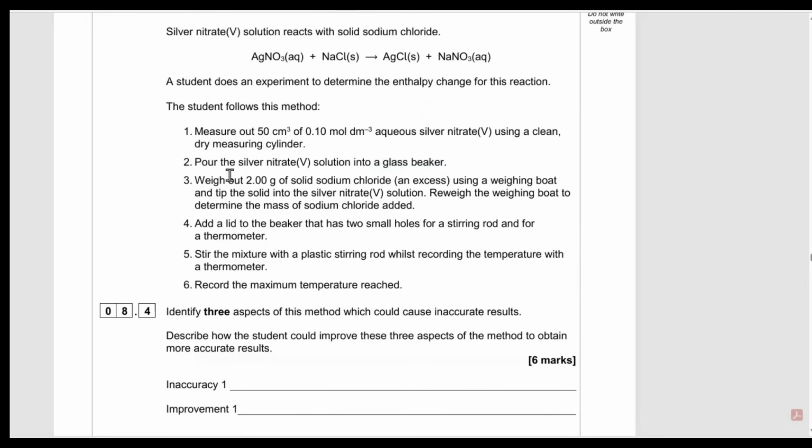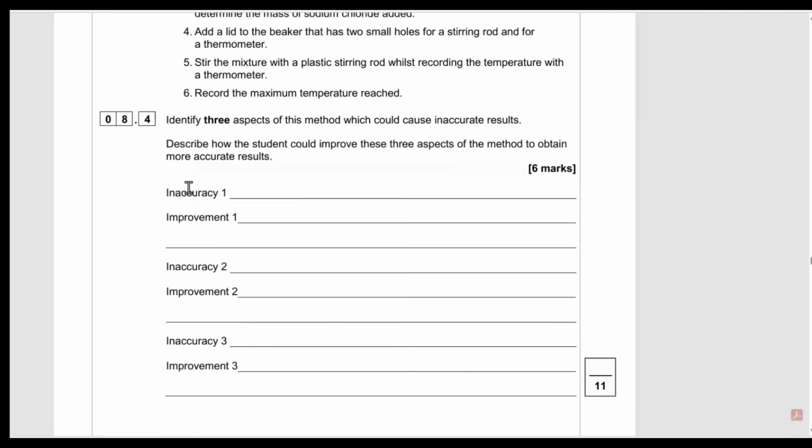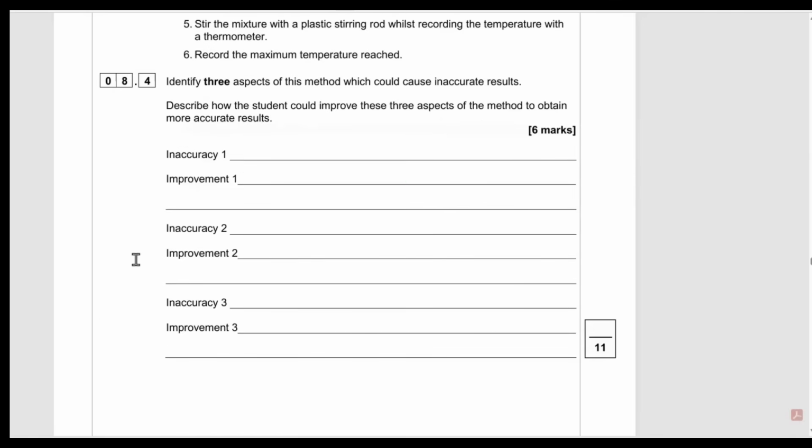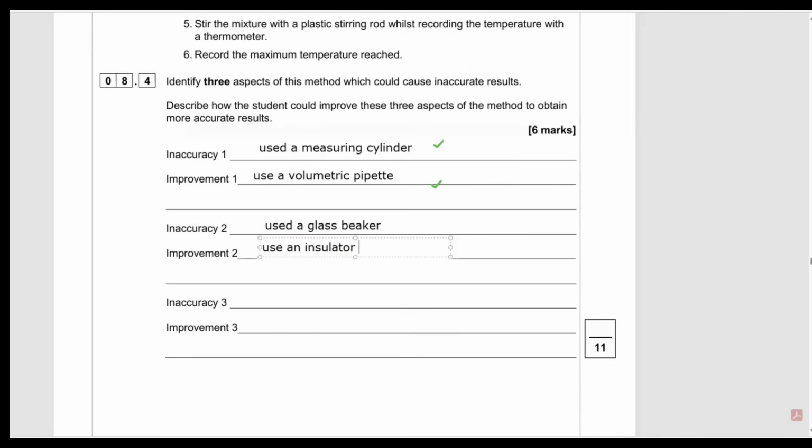Next thing they did, check it out, line 2, they used a glass beaker. When you're doing the enthalpy change experiments, you shouldn't use glass. It's not a very good insulator, is it? So what's a better thing to use instead of a glass beaker? A polystyrene cup. But of course, you could use a glass beaker surrounded with cotton wool or an insulating material. So you could say that as well. And that's going to reduce heat loss.